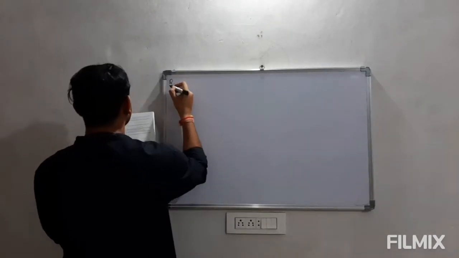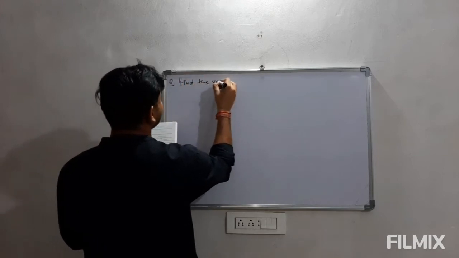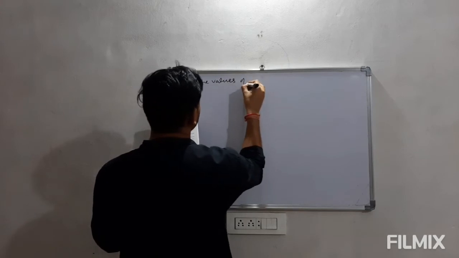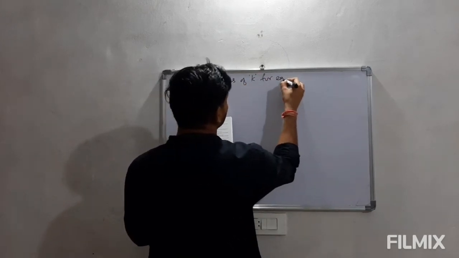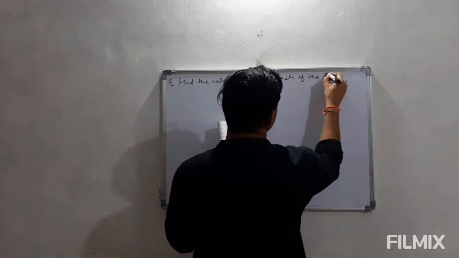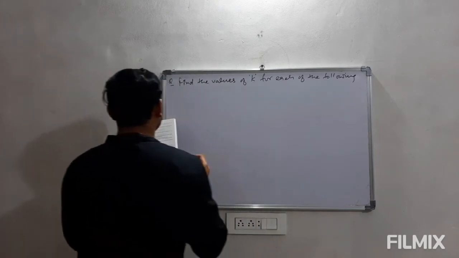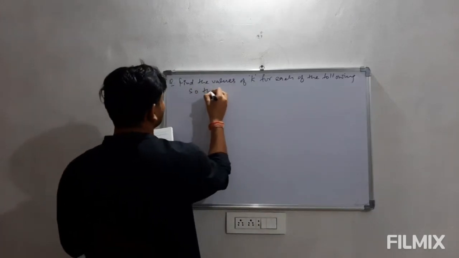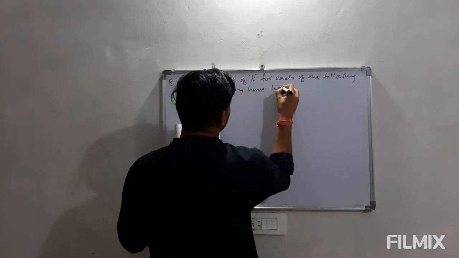Like we have a question: find the values of k for each of the following so that they have two equal roots.